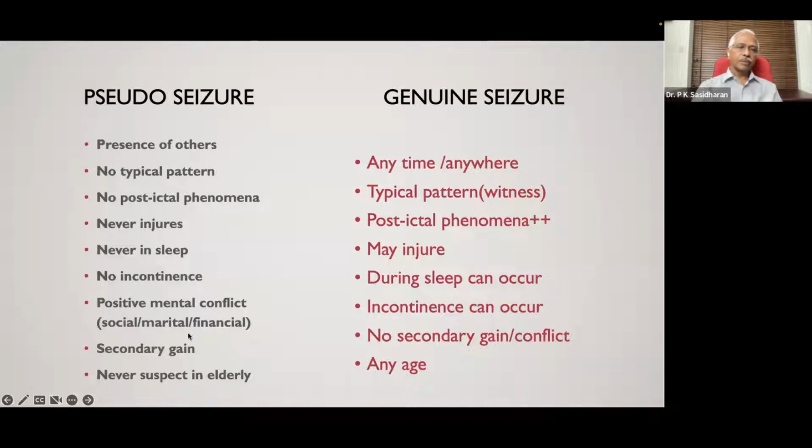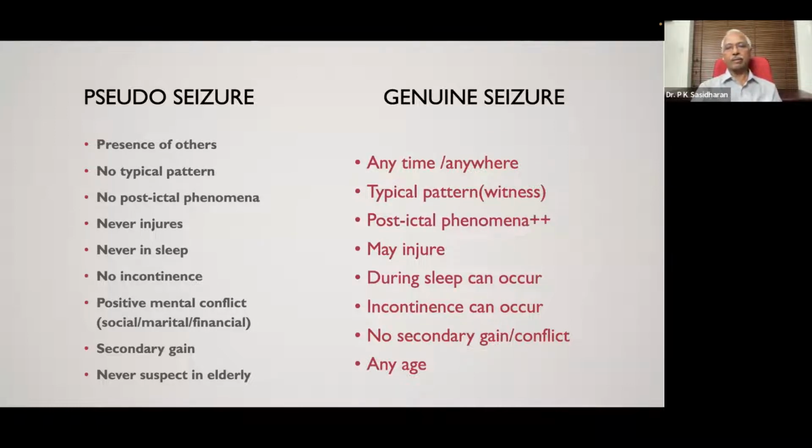So in other words, by developing a pseudo seizure, there will be a secondary gain. And never suspect pseudo seizure in an elderly person. As compared to that, a genuine seizure can occur anytime, anywhere. The typical pattern can be observed by eyewitness, or sometimes we can observe when the patient is brought in seizure.